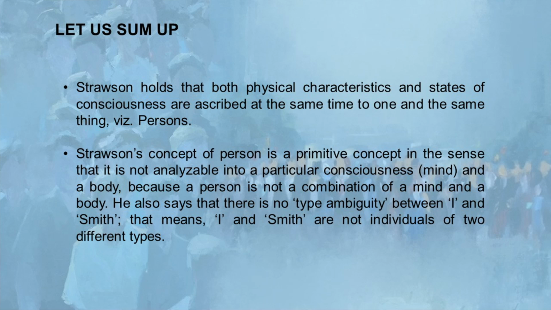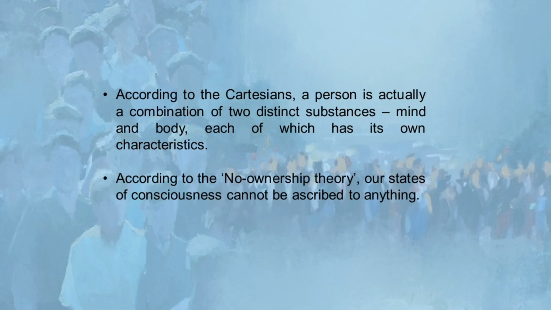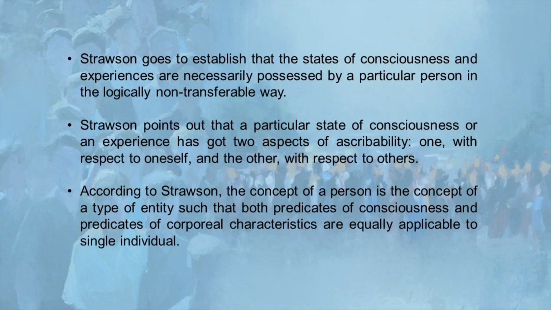He also says that there is no type ambiguity between I and Smith, that is, I and Smith are not individuals of two different types. Thirdly, according to Cartesians, a person is actually a combination of two distinct substances, mind and body, each of which has its own characteristics. Fourthly, according to the no ownership theory, our states of consciousness cannot be ascribed to anything. Fifthly, Strawson goes on to establish that states of consciousness and experiences are necessarily possessed by a particular person in a logically non-transferable way.